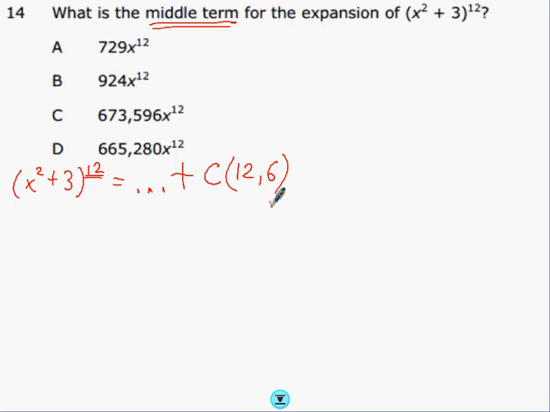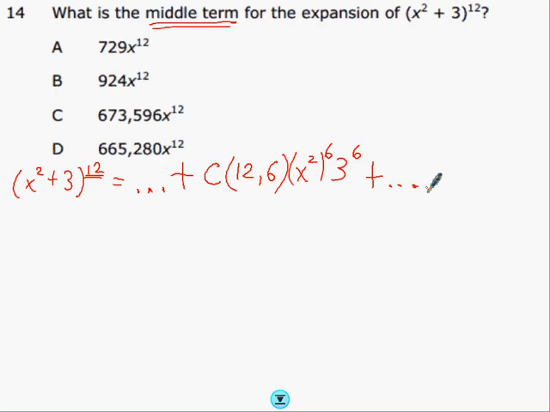And now we're going to take each one of these terms. The first one is x squared. It goes first. And since we're choosing 6 of those, we multiply it to the 6th power. The other option is 3. We're going to raise it to the power of 12 minus 6, which is also 6. Okay, and then we don't care about the other terms. Just this guy right here.